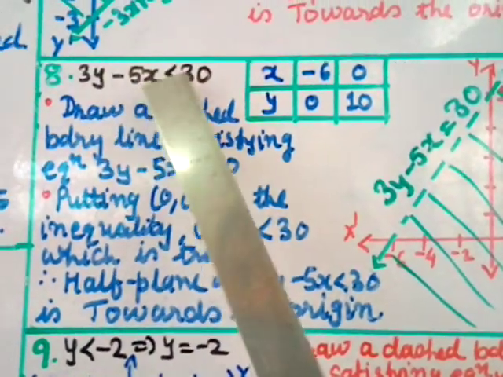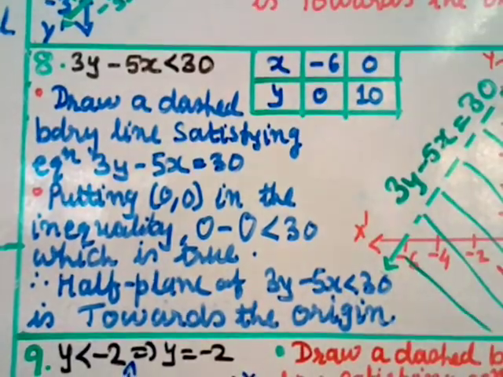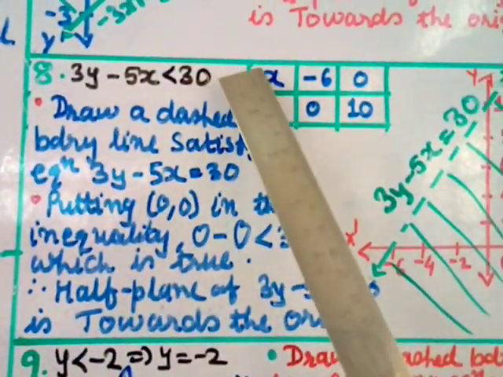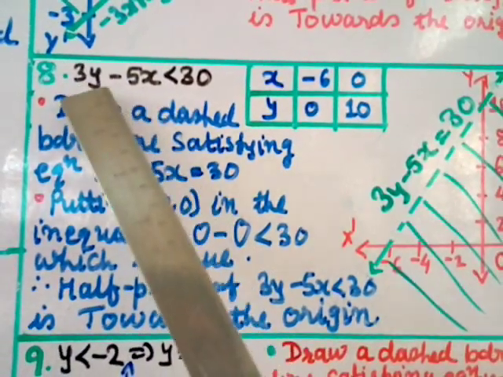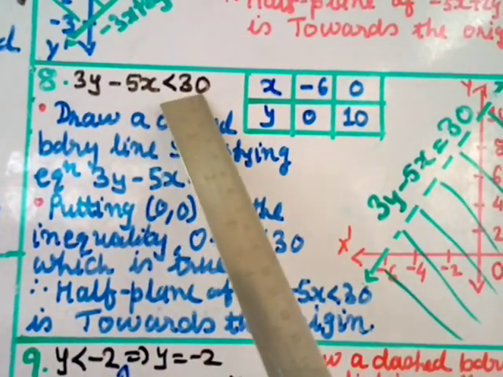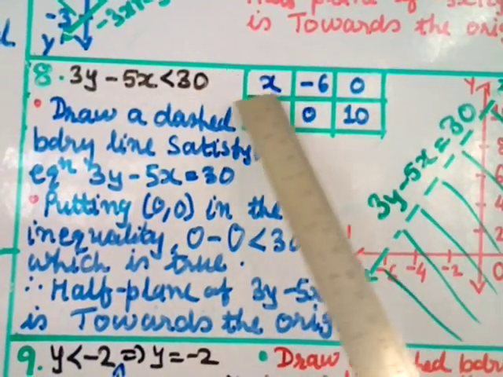Here you will draw a dashed line. Why? Because it is strictly less than. First you consider equal to and take the point, so I am taking xy. First you put y equal to 0, so minus 5x equal to 30. If you divide by 5, you get minus 6, so the x value is minus 6.